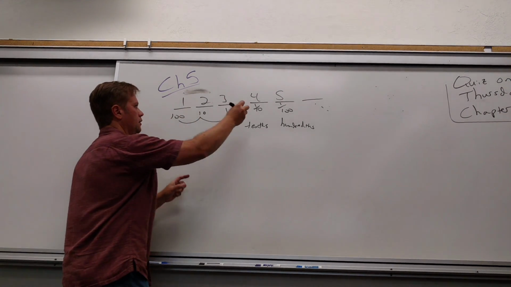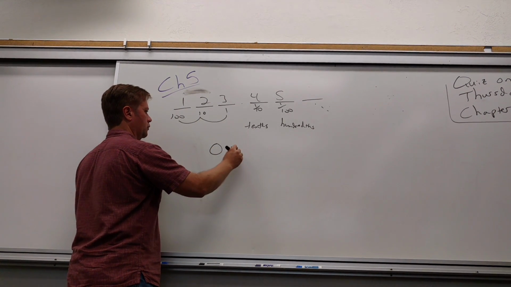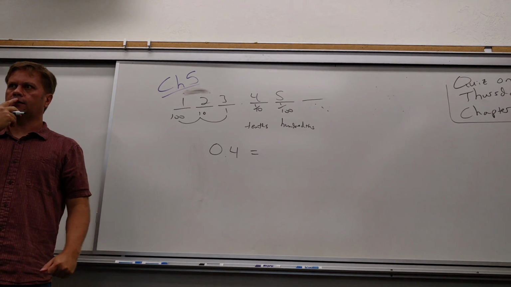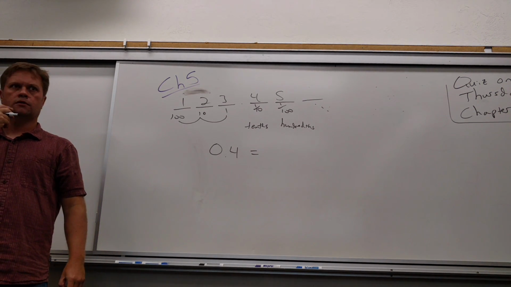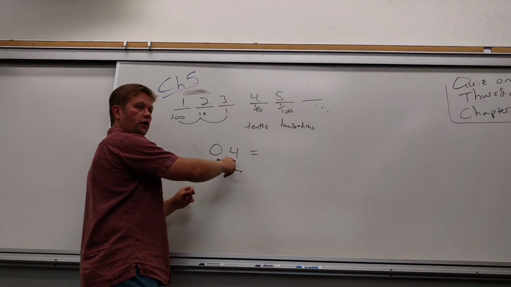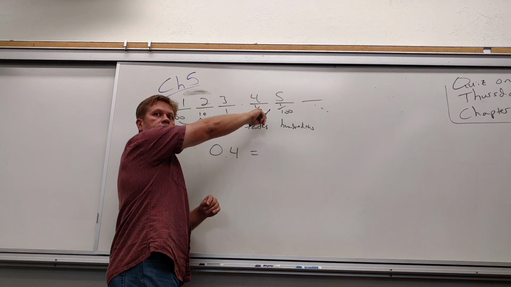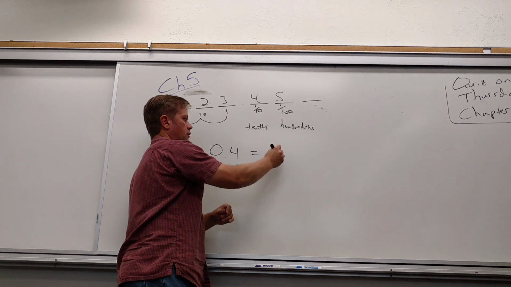So, like I just said, if I saw 0.4, how would I write that as a fraction? What place is it in? Tenths place, so it's 4/10. It's the tenths spot. So it's 4/10.